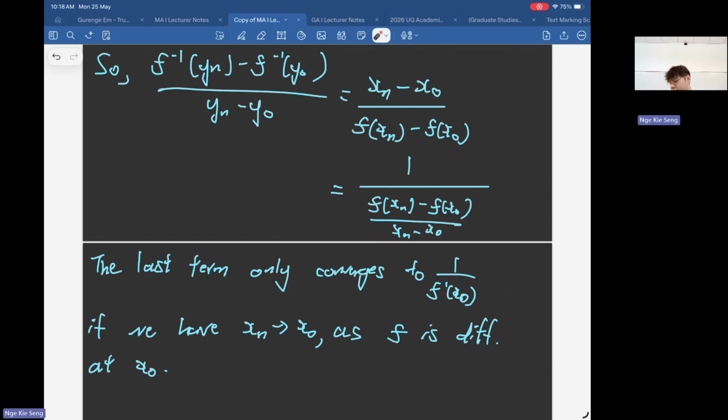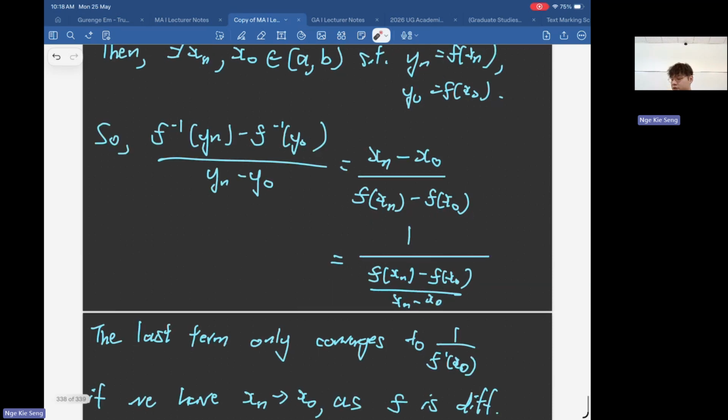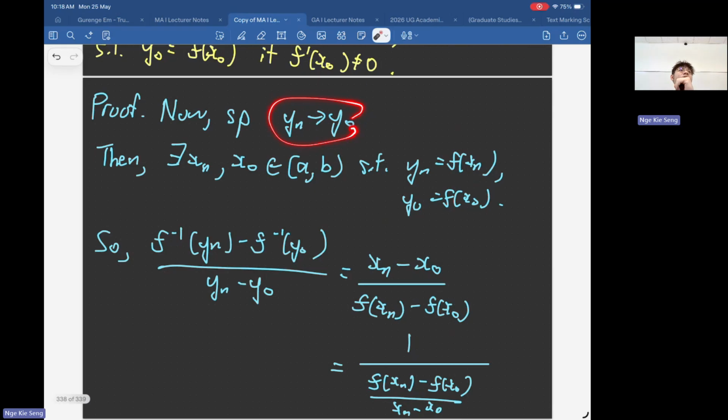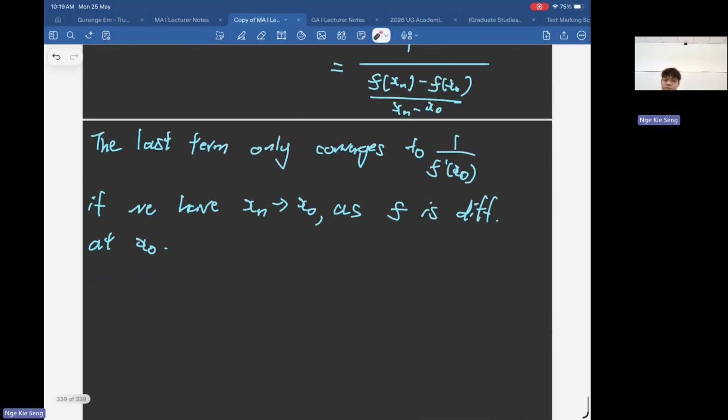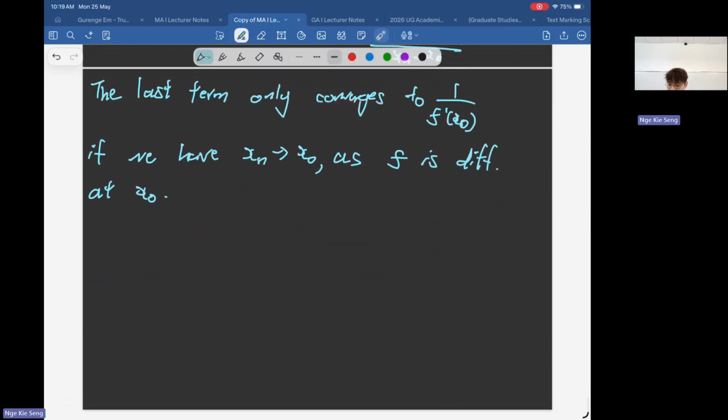Okay, but then do we have xn converge to x0? What do we assume? We only assume yn goes to y0. We didn't really know whether xn converges to x0 or not. xn is just some pre-image of yn. We are not sure actually, so we need to prove it. Since yn converges to y0, one important thing is f inverse is continuous.